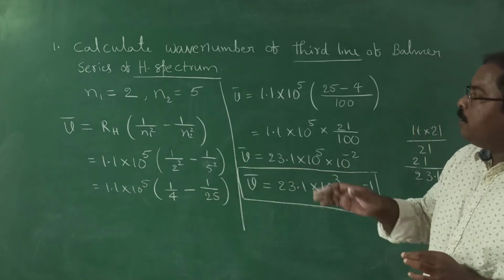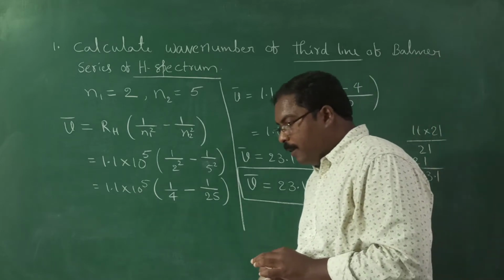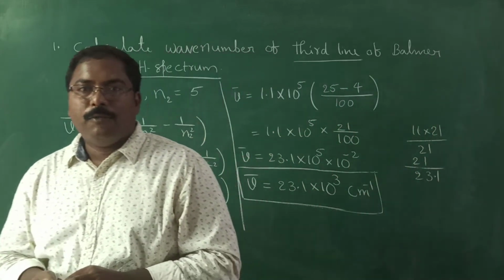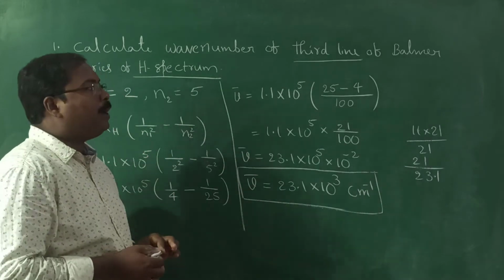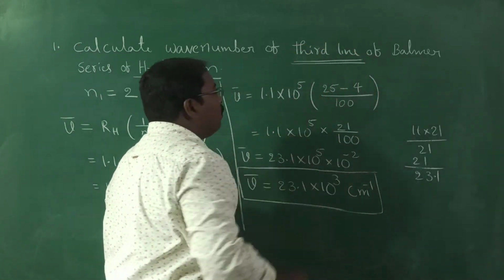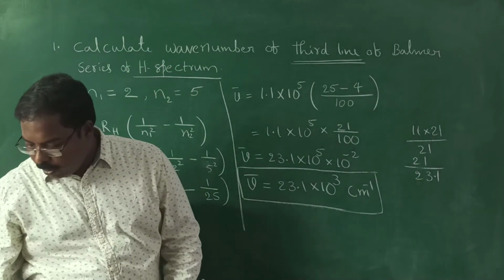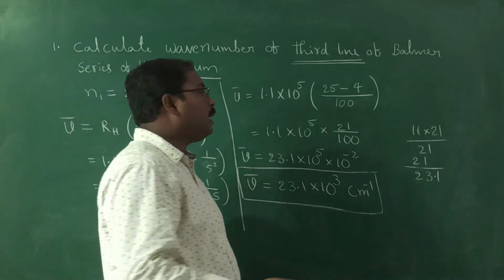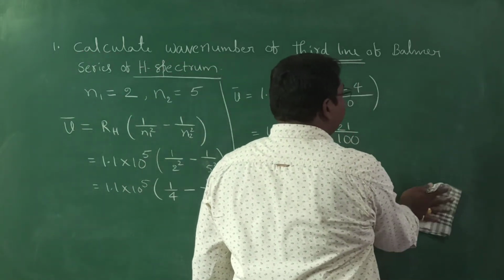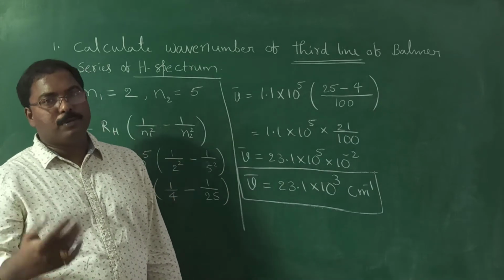Got it? Once again look at the question. They are asking to calculate the wave number of the third line of the Balmer series. Here our focus should be more on what the third line is. As I told you, in the Balmer series, first line means 3 to 2, second line 4 to 2, next line 5 to 2. Got it?